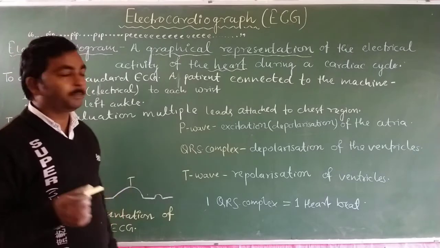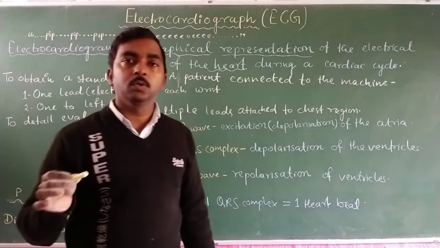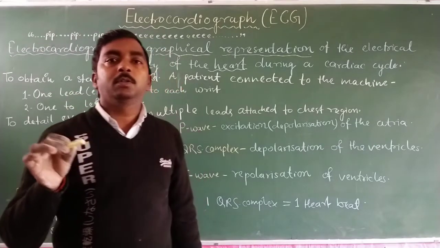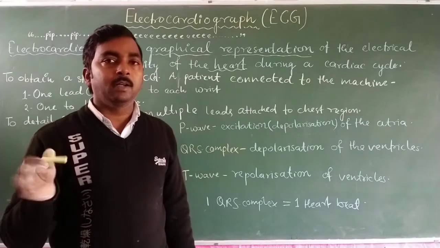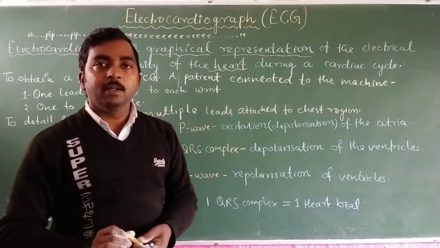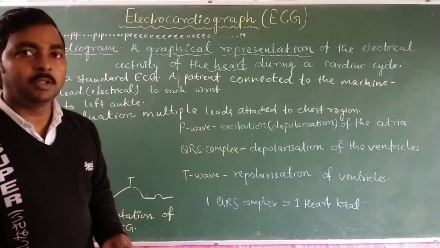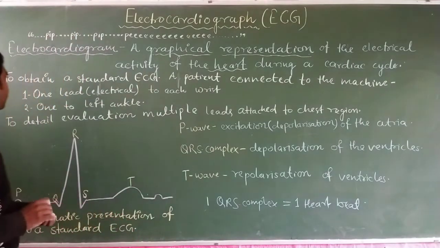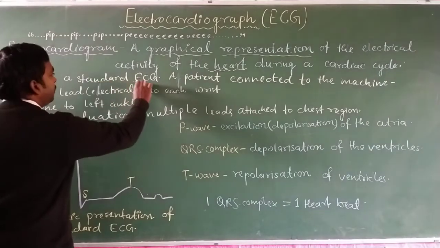In this way the machine helps doctors find out the heartbeat rate of the patient for clinical diagnosis and clinical observation during a disease or abnormality related to the heart. Now, how can we obtain an ECG?